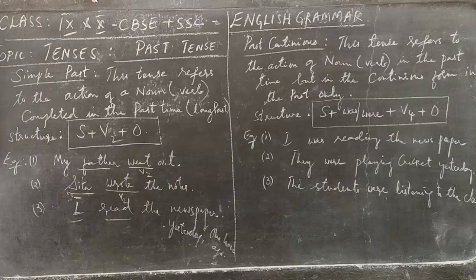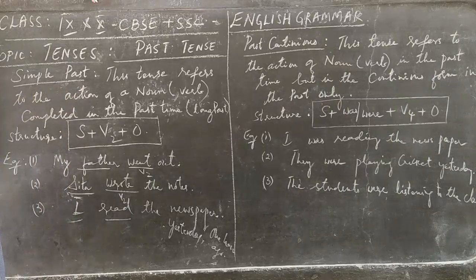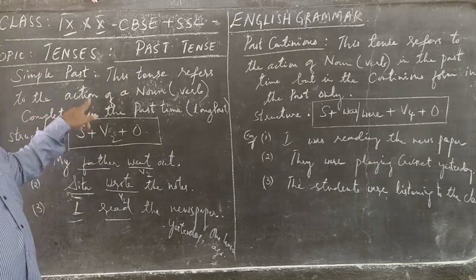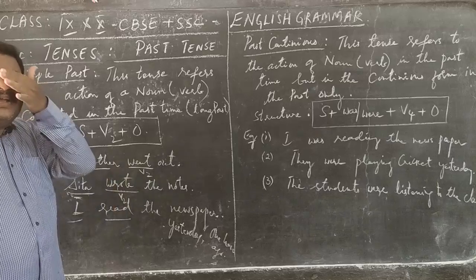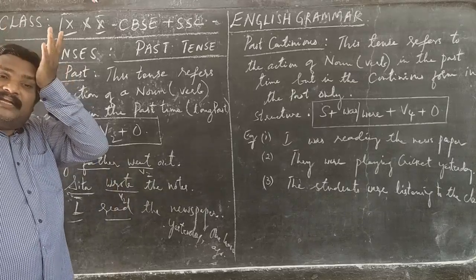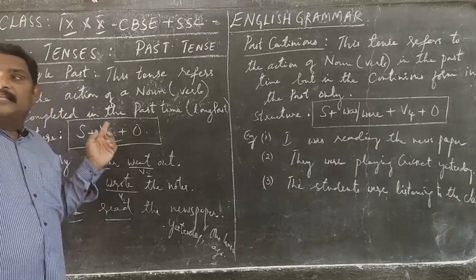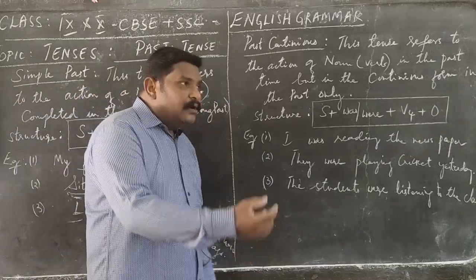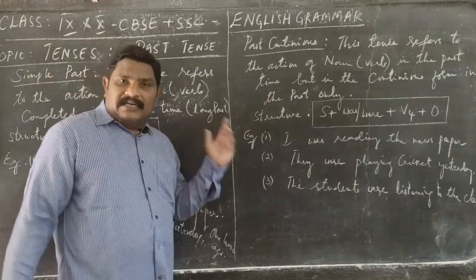The object is the newspaper. So this is the meaning and understanding of simple past. What exactly is simple past? This tense refers to the action of a noun, that is verb, completed in the past time, that is long past. Structure: subject plus V2 plus object. I hope children you are understanding this. Simple past is very simple to understand.